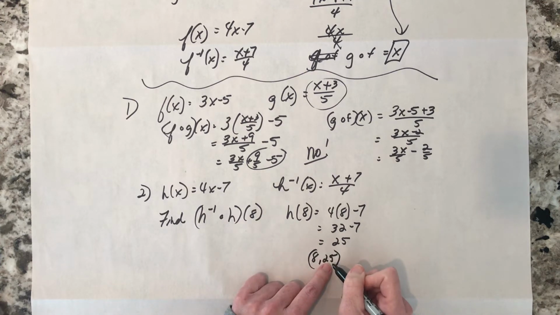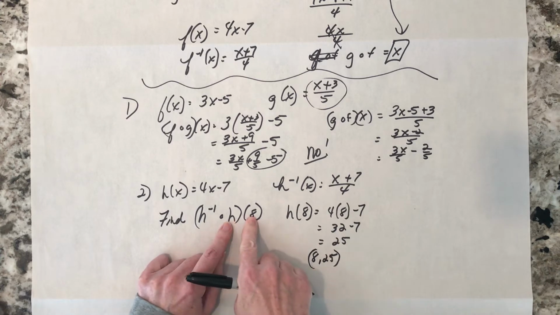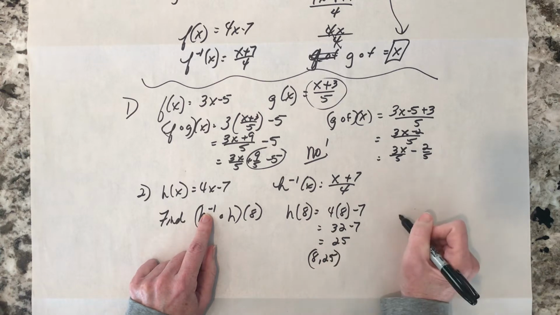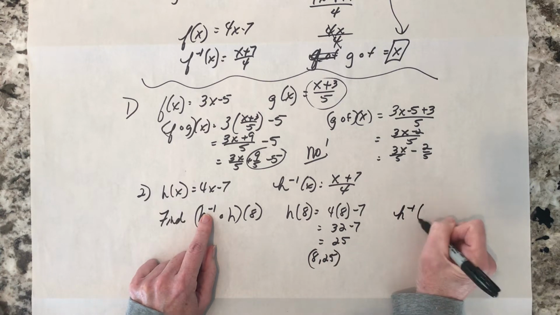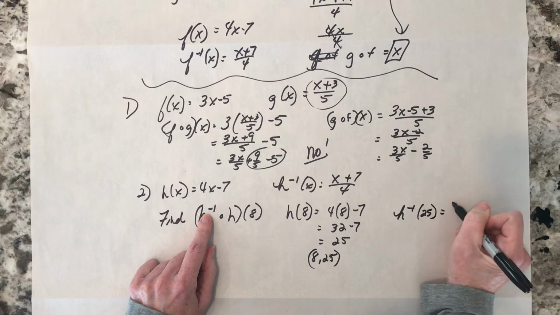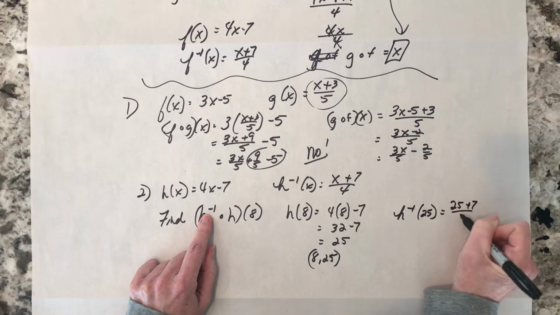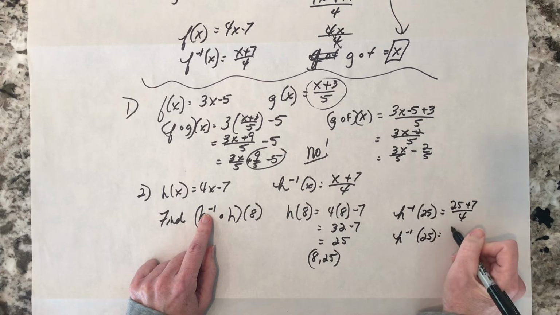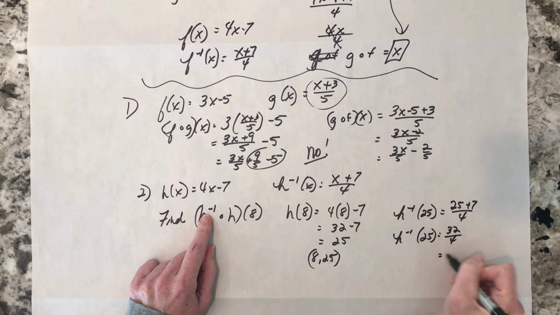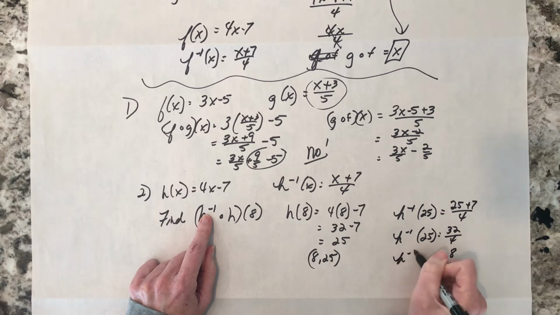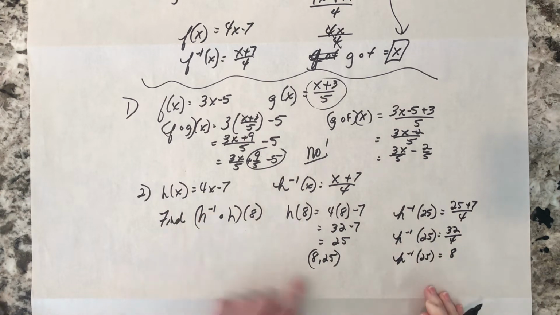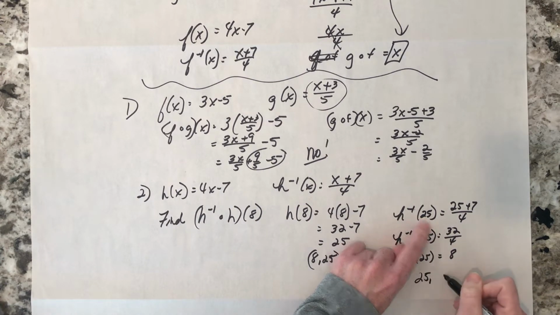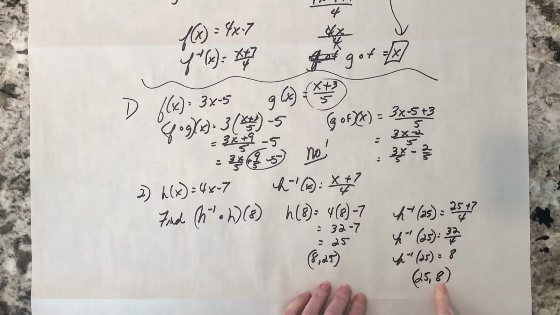Now we're going to take this 25. Remember it said first do h of 8. We did that. Now let's take that 25 with us and go to the inverse function. So h inverse of 25 equals 25 plus 7 over 4. The inverse function, 25 plus 7 is 32, and 32 over 4 is 8. So when we stick it in the inverse function, we get an 8. That means the x was a 25, the yield, what we got out of that, was an 8.